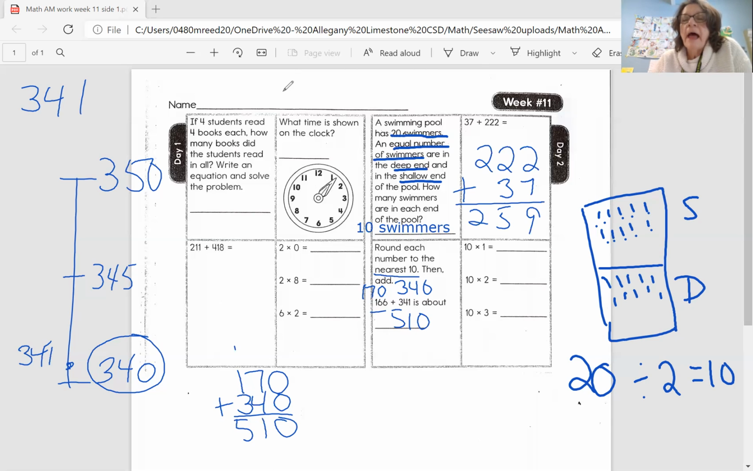Okay, and then our last question are just some quick and easy tens facts. Remember, when you multiply by 10, you just add 0. So 10 times 1 is 10, and you can think of that as one and the same, or you can think 1 and add a 0. 10 times 2 is 20. I take my 2, I add a 0. 10 times 3 is 30. I take my 3, and I add a 0, and I get 30.